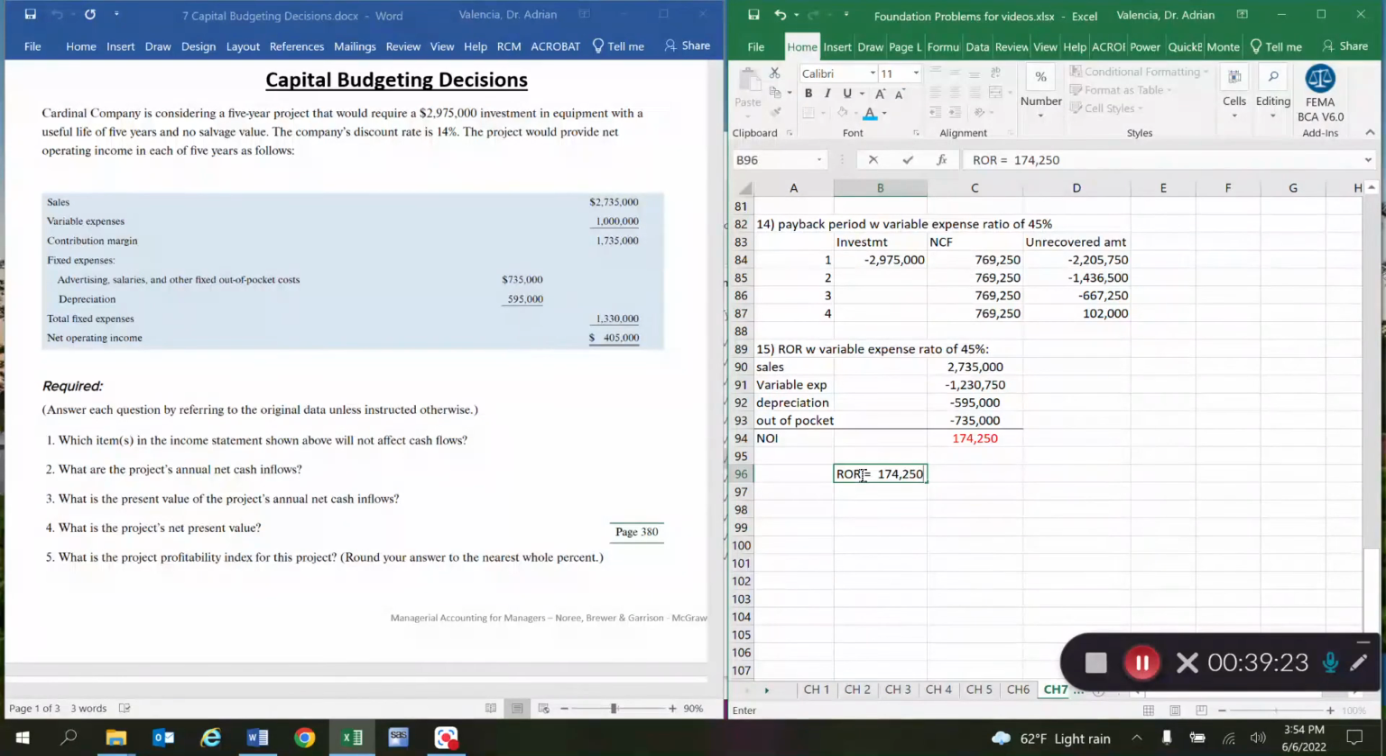So our rate of return here will be equal to 174,250 divided by the original investment of 2,975. Okay, and that equals 5.86%. So obviously, more expenses, less net income, a lower return on investment, and that's what ended up happening right here. Okay, this concludes the video on capital budgeting decisions and analysis.